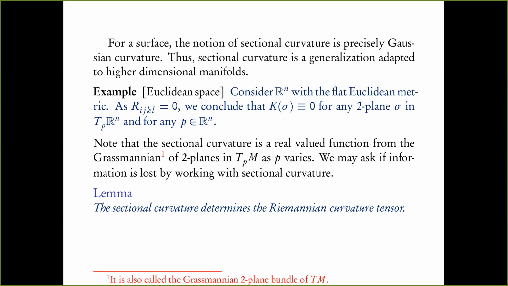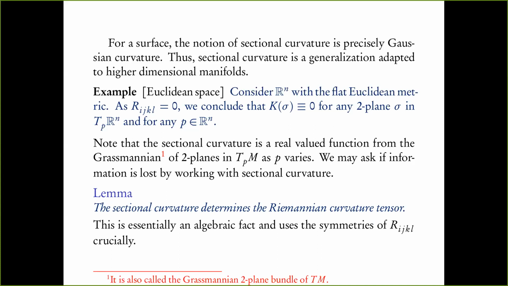But sectional curvature, as you can see now, is geometrically much more easy to interpret and often easier to calculate in local coordinates. So this is a much more amenable thing to work with. Okay? So this is the lemma. The sectional curvature determines the Riemann curvature.